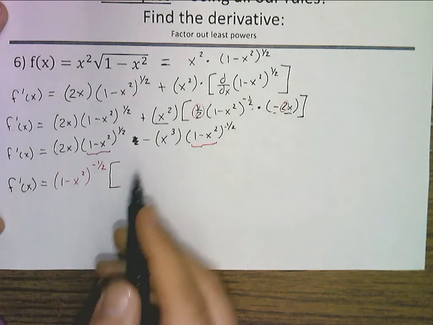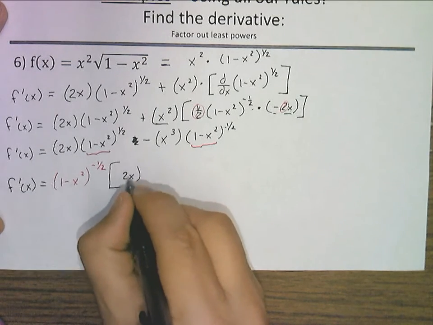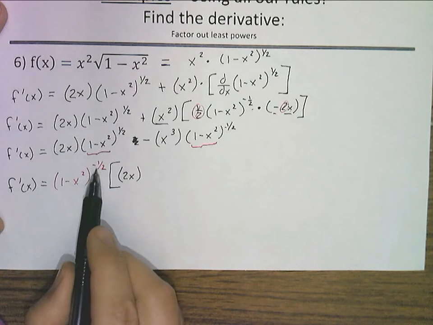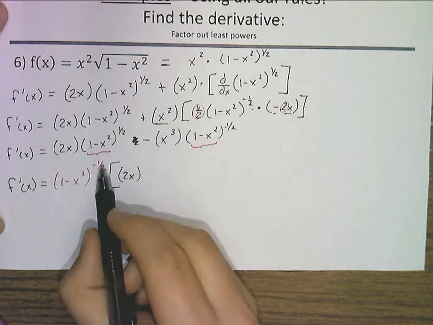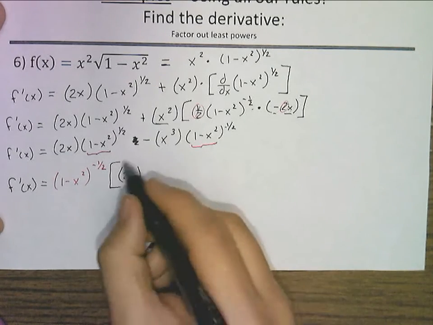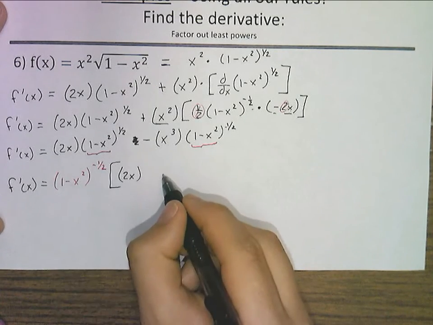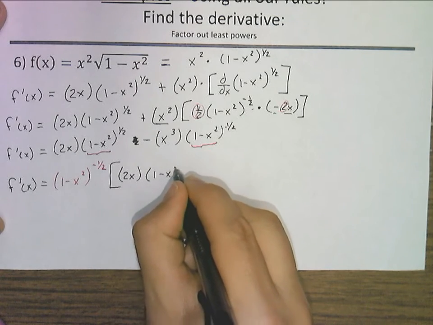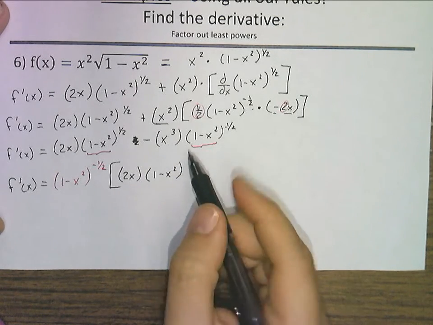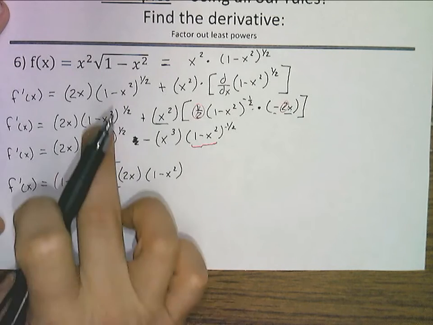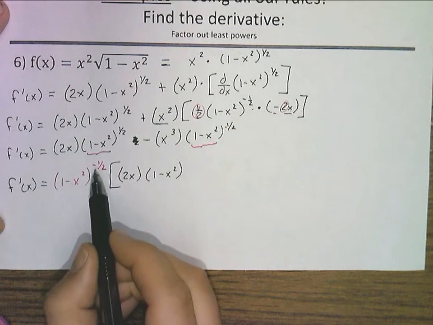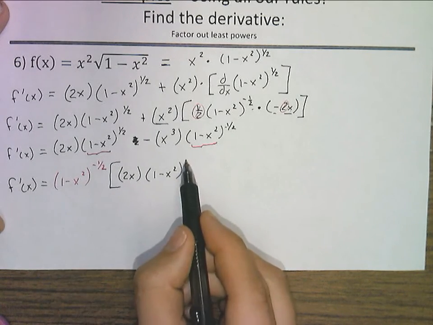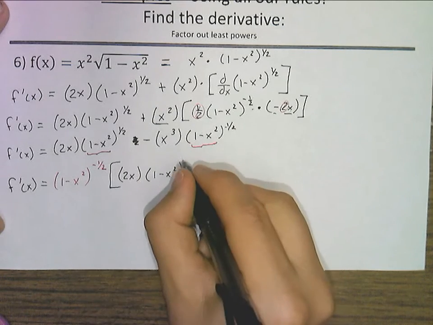Well, this 2x term still needs that 2x. Now this power has to be such that when we multiply this by that, we get this back out. So the base is going to stay the same. And now I'm just thinking about exponents. When I multiply this by that to get that, I'm just looking at adding the exponents. -1/2 plus what gives me 1/2? Well, that's the exponent of 1.